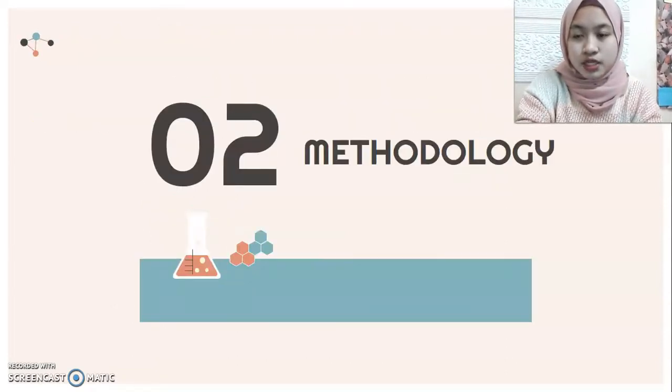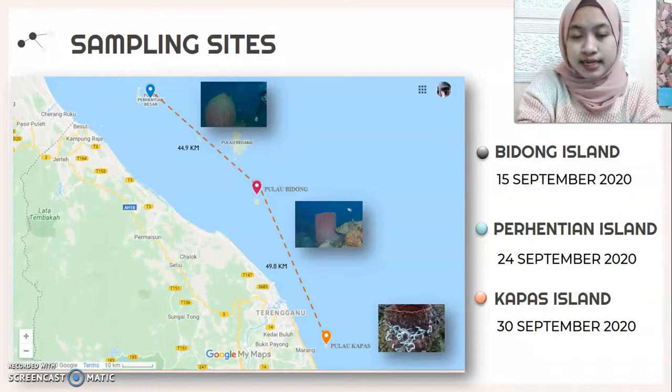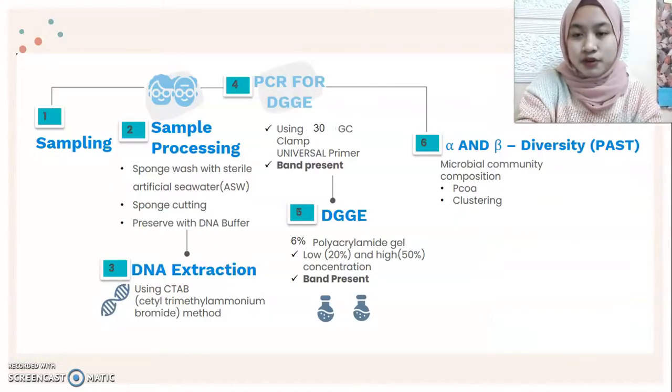For the methodology, we went to 3 sites: Bidong Island on 15 September 2020, Perhentian Island on 24 September 2020, and Kapas Island on 30 September 2020. After sampling, we went to our lab for sample processing. We washed the sponge 3 times with sterile artificial seawater to remove unneeded organisms attached to the sponge. Then we cut the sponge and preserved it in DNA buffer.